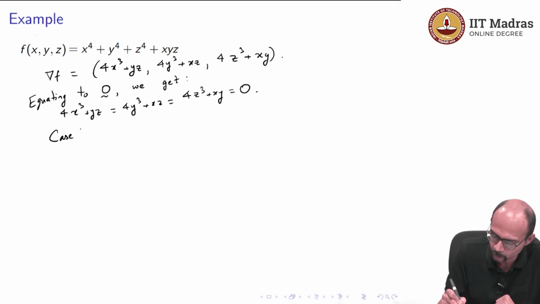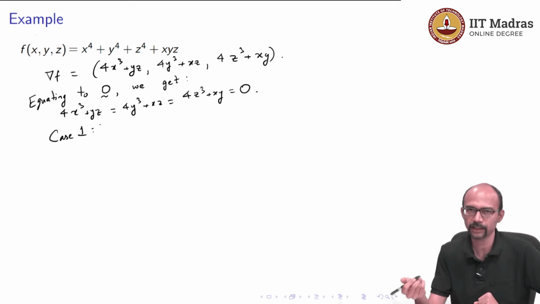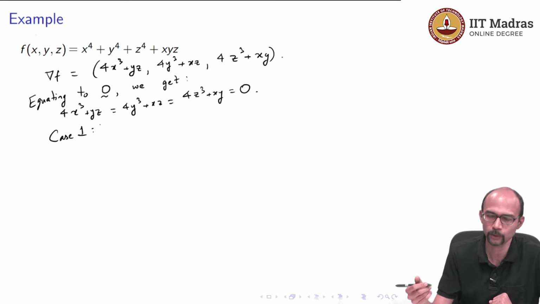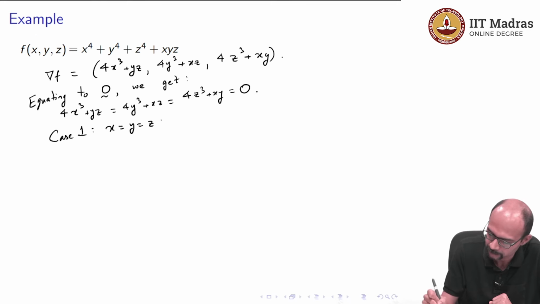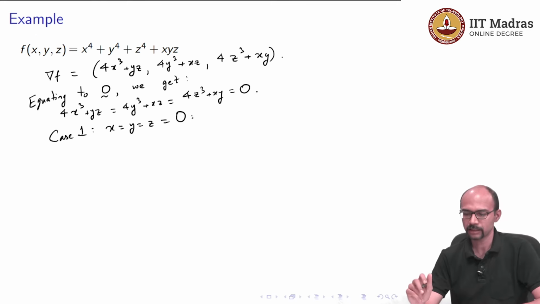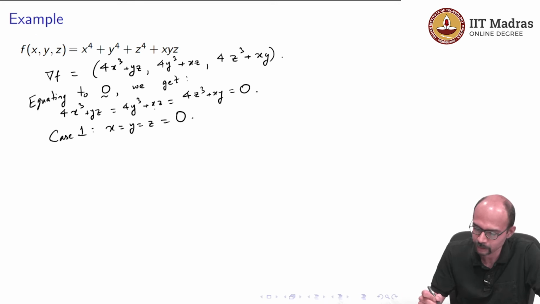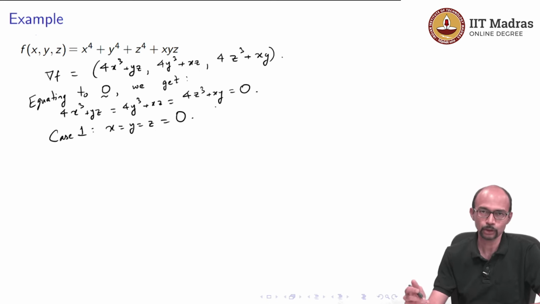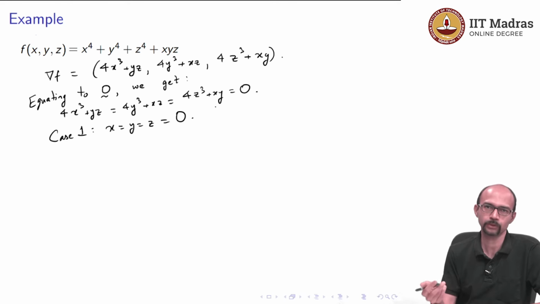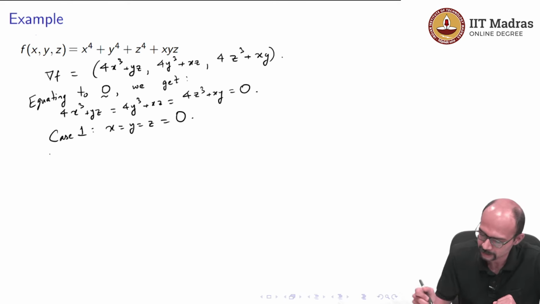Okay. So, case 1 is there is one solution staring us in the face, namely where x is equal to y is equal to z is equal to 0. And it is very important to note that once one of them is 0, all the others are 0. For example, if x is 0, then you can put that into the equation 4y cube plus xz is 0, and that will give you that 4y cube is 0, and that will say that y is 0, and you can put it into the equation 4z cube plus xy is 0, and that will say that z is 0. So, by symmetry, if one of them is 0, all of them are 0, right. So, that is case 1.